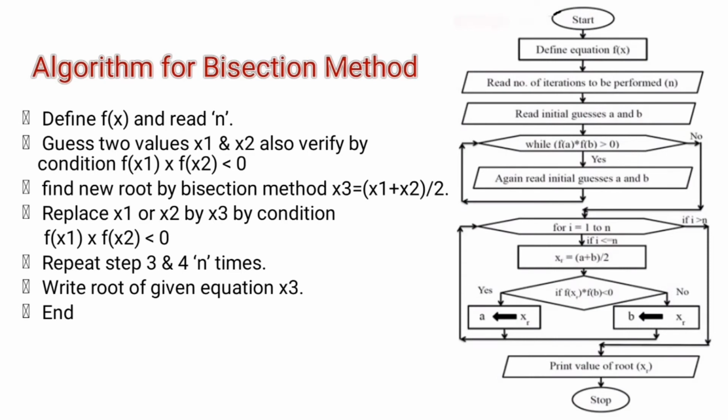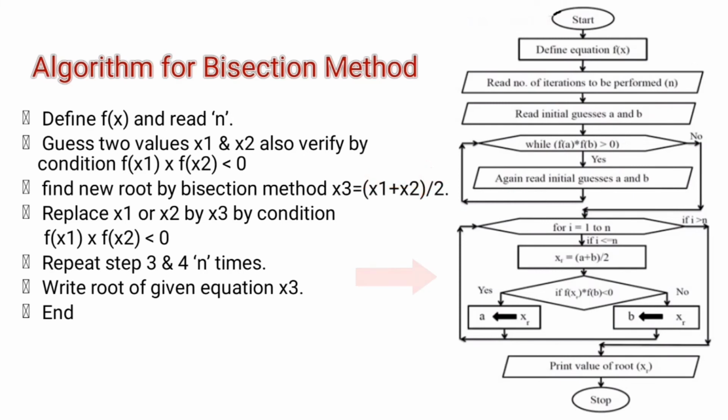So first there is the start of the program. Next is to define the function as f of x. After that you have to enter the values of the initial guesses, that is x1 and x2, and also the number of iterations. Next put the values of x1 and x2 in the equation by using the commands y1 equal to f of x1 and y2 equal to f of x2. Next step is to check whether y1 into y2 is greater than 0. If yes, then we have to again guess new values of x1 and x2.